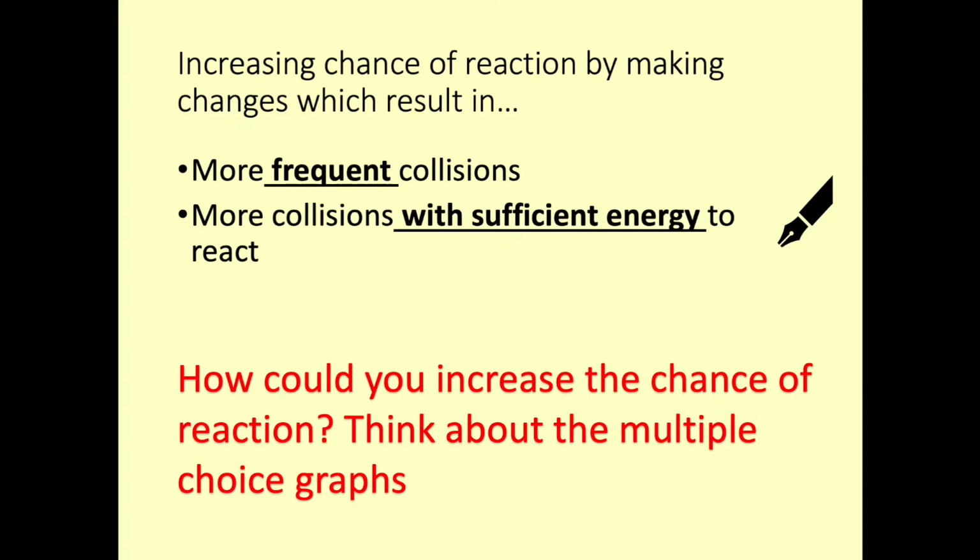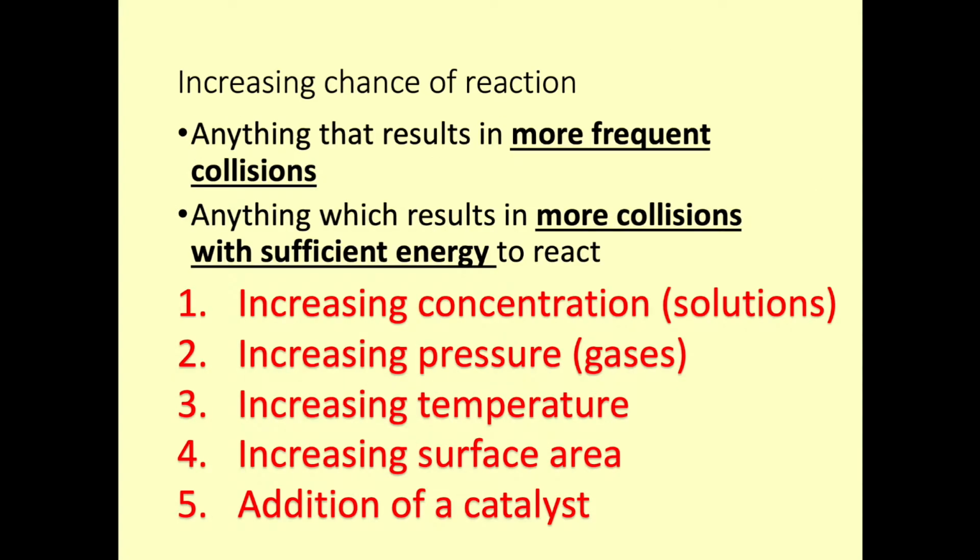So how could we increase the chance of reaction? So thinking about those multiple choice graphs that we looked at in the starter, there are 5 ways in which we can increase our chance of reactions. Some of those were present in those graphs. So the 5 things that we can change are our concentration if we're dealing with solutions, pressure if we're dealing with gases, but then also our temperature, surface area, and our use of a catalyst.